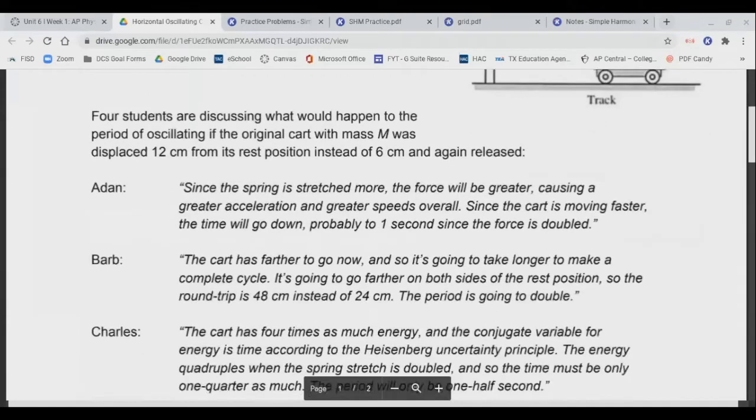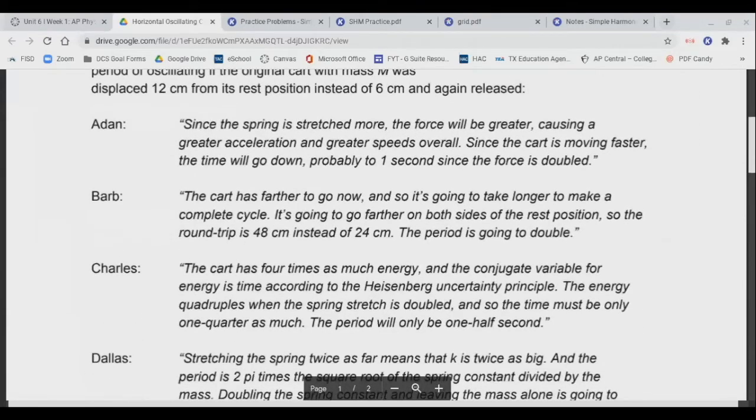Barb. I think no one's been named Barb for years. Okay, so Barb, somebody in here is probably named Barb. The cart has farther to go now. So Barb at least understands it's got further distance. And so she says, well, if it's got further to go, it's going to take longer to complete a cycle. So she's like, if it's got twice as far to go, it's going to take twice as long.